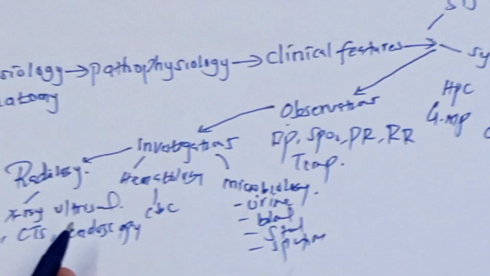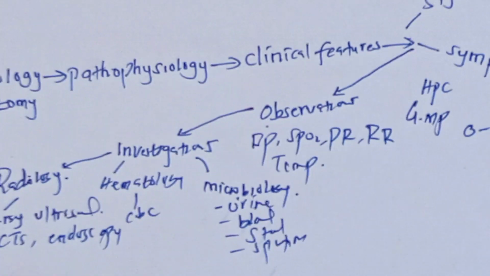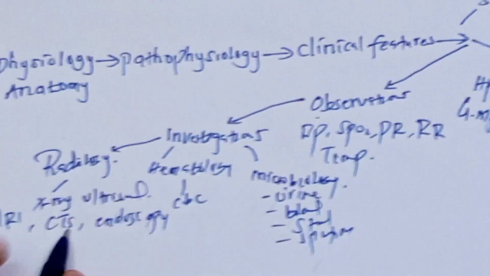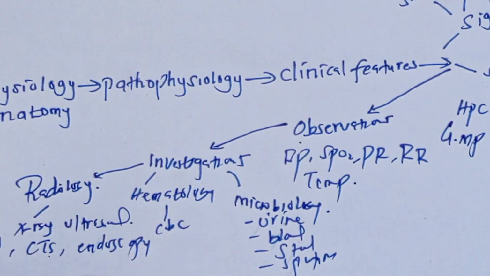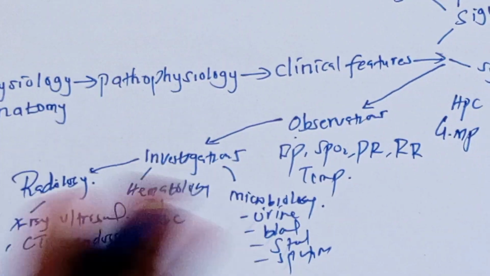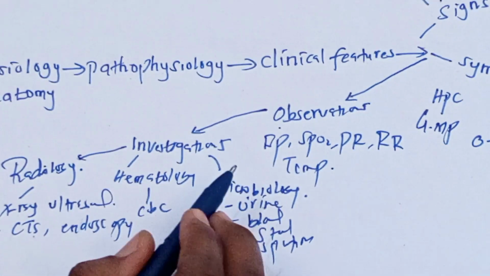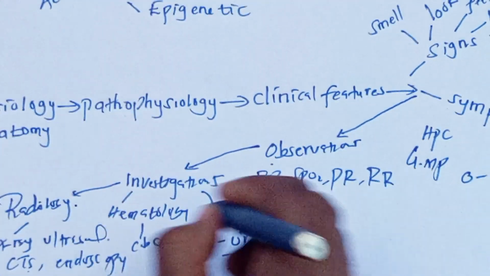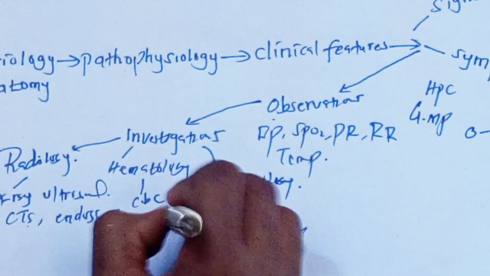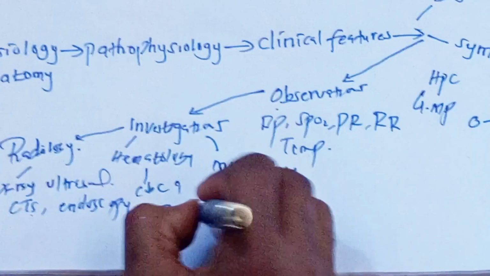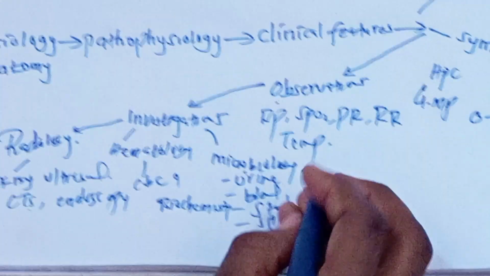So your doctor will do several radiology tests including X-ray, ultrasound, magnetic resonance imaging, computed tomography scan, and endoscopy to detect if there is any abnormality in the internal of the body. So that is what we call investigation. Your doctor can also do biochemistry. So your doctor will also perform a biochemistry test.